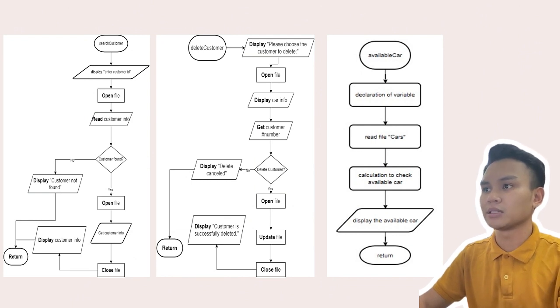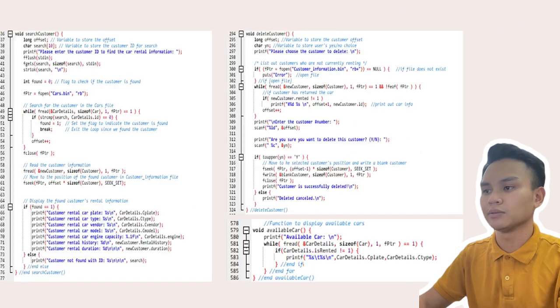Okay, the last one is available car. For available car, we will proceed to declaration of variables, read the file which is cars, then do calculation to check available cars, and it will display all the available cars in the system, and it will return to the main menu.